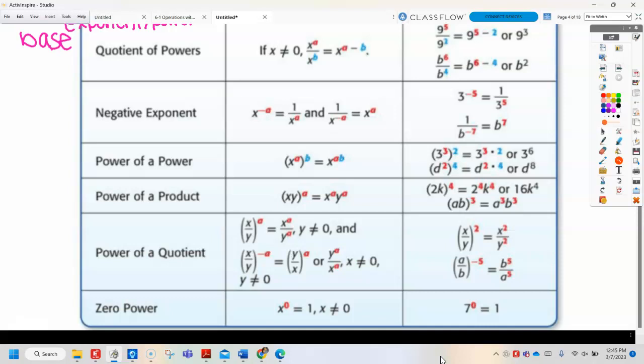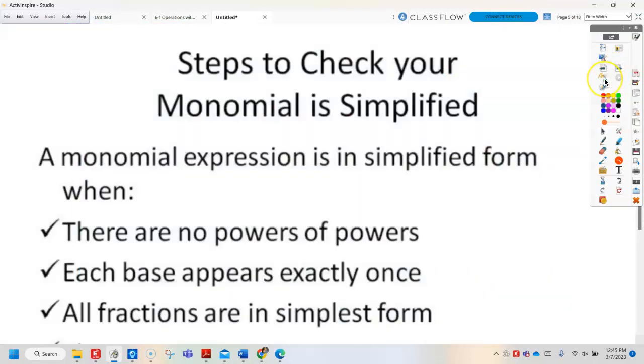Okay. So what we're going to do today is focus on simplifying those types of terms.